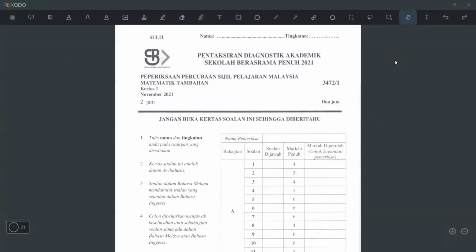Okay, so for the final revision, I will do two more papers. I will do SPP paper 1 and the MRSM paper 1. So in this video I'll do SPP paper 1, and then I will upload one more for MRSM paper 1. But I will do it in English so more students can get the benefit and understand. All right, so let's start.